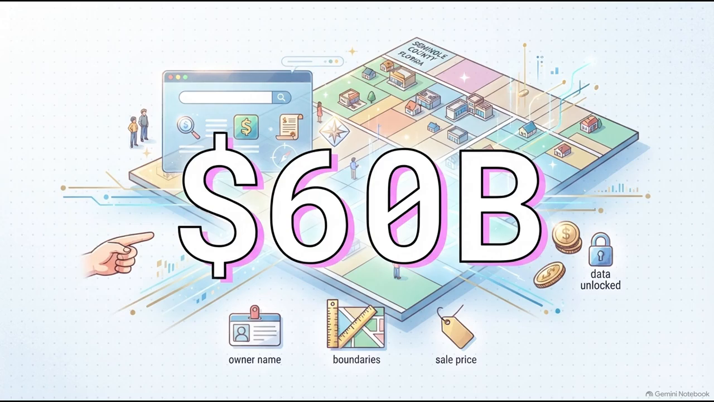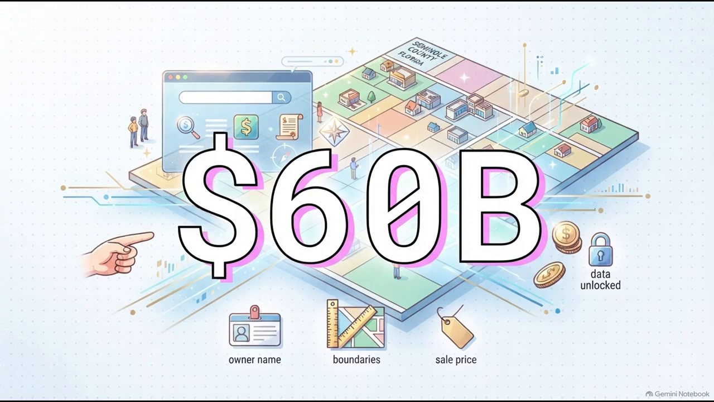$60 billion. That is the staggering total taxable value spread out across over 181,000 real property parcels in Seminole County, Florida alone. Just think about that for a second. Behind every single dollar of that $60 billion, there's a mountain of public data just waiting to be accessed.